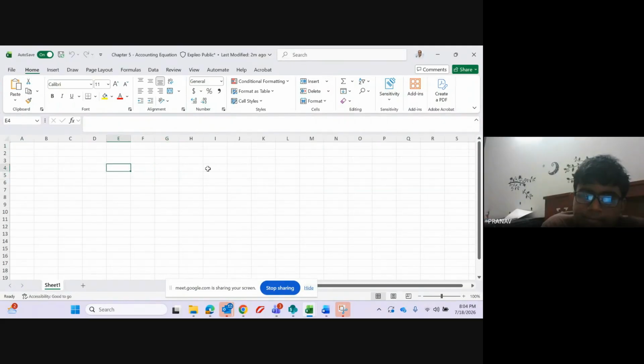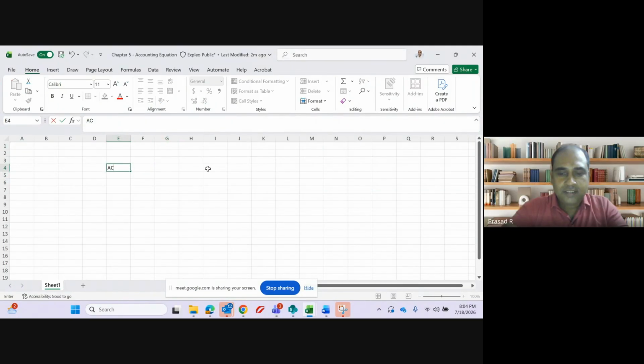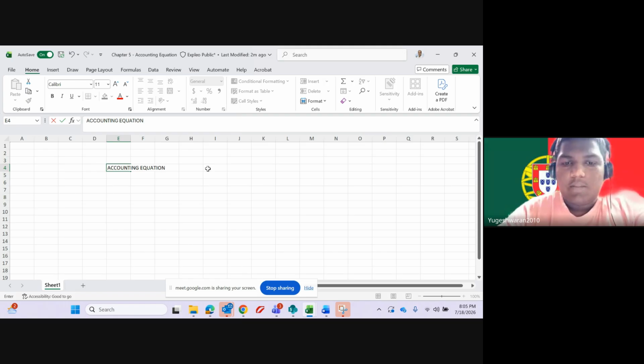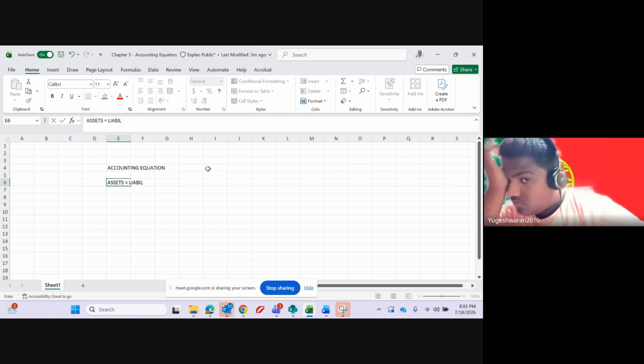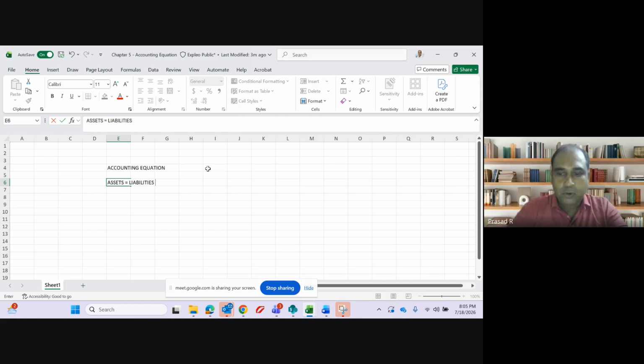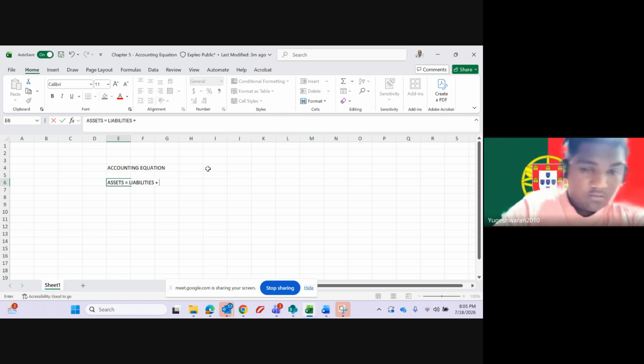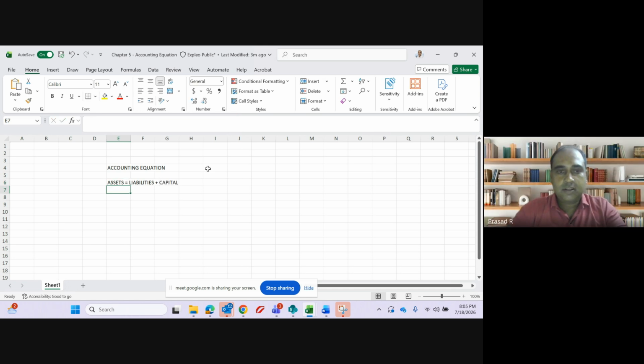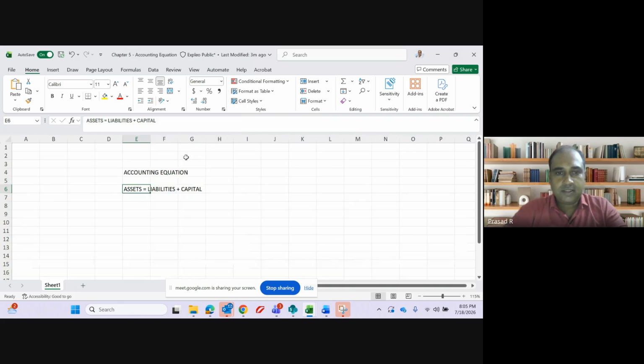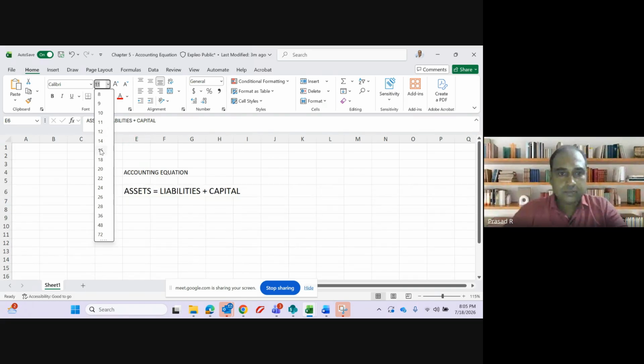Can you see my screen, guys? Yes, sir. Can someone tell what is an accounting equation? Sir, assets is equal to capital plus liabilities. Guys, ignore any typo error. Assets equal to liabilities plus capital. This is an accounting equation. Clear?